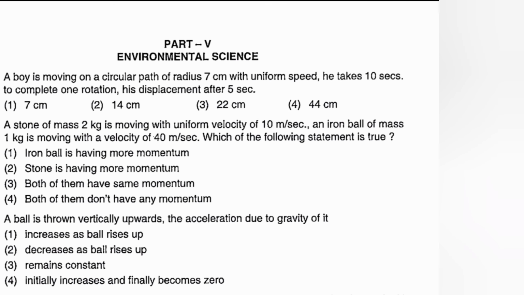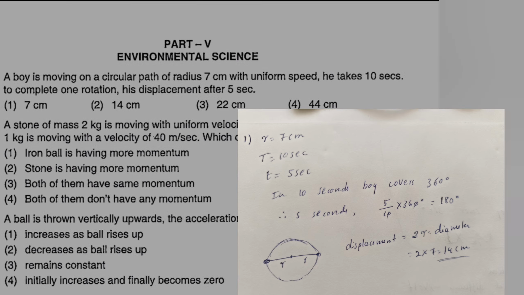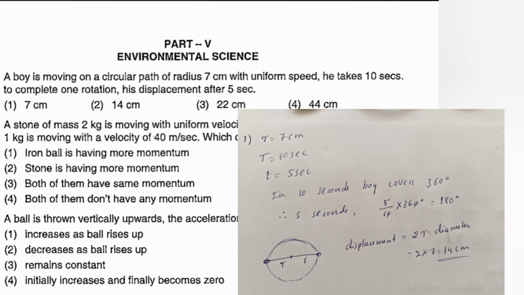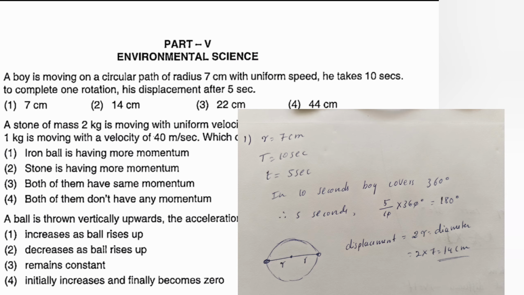A boy moves on a circular path of radius 7 cm with uniform speed. He takes 10 seconds to complete one rotation. What is his displacement after 5 seconds? The given terms are radius 7 cm, time period 10 seconds, and also the time 5 seconds.